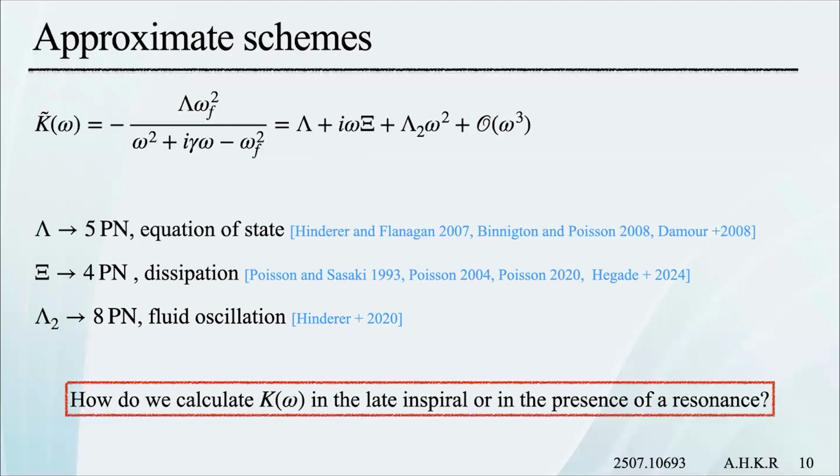So the main goal of this talk is how do you calculate k tilde of omega in the late inspiral or in the presence of resonance. In the late inspiral, the motion is relativistic, and the stars are strongly tidally deformed. So you have to model it within full GR, and then you have to understand the time dependence in the response function.